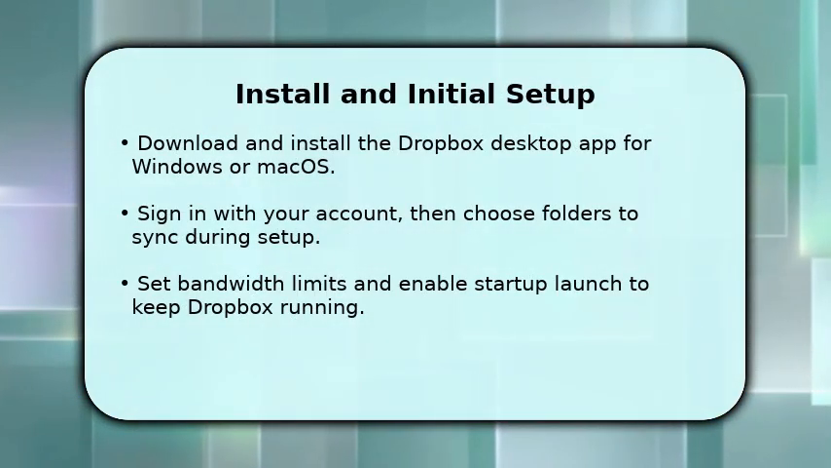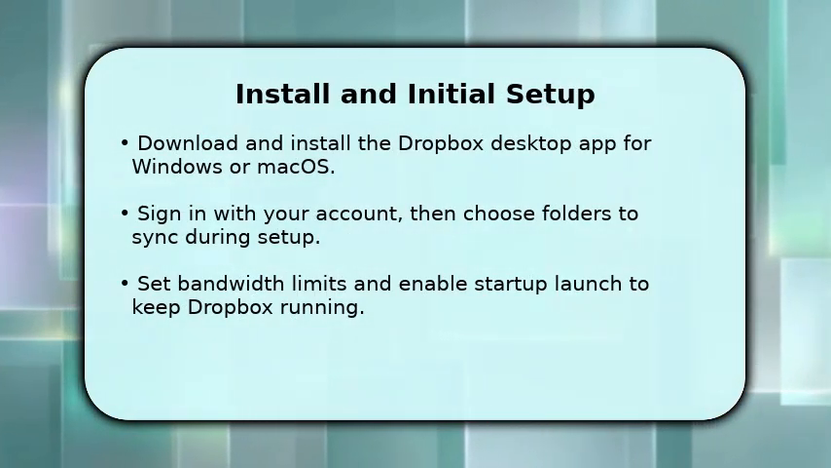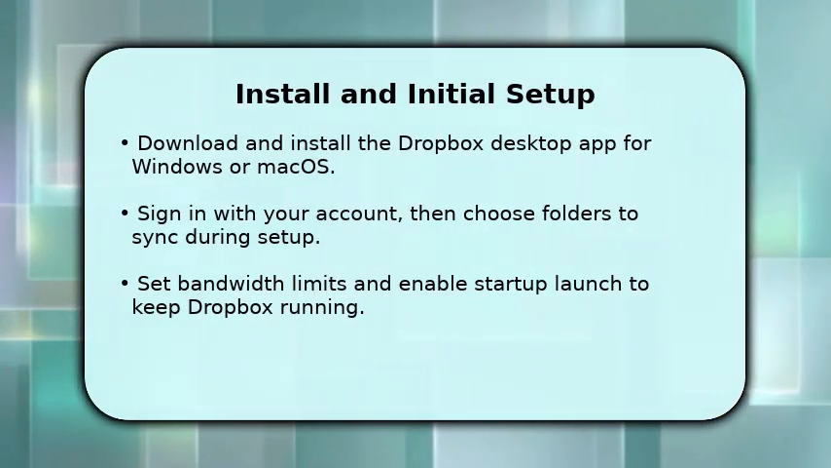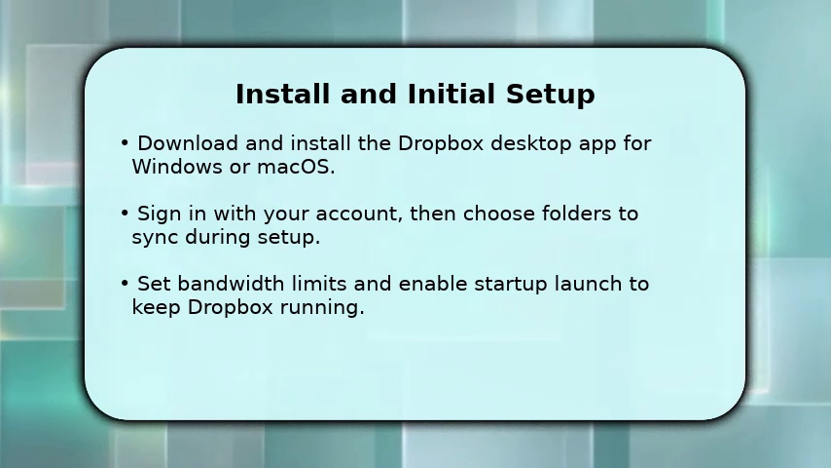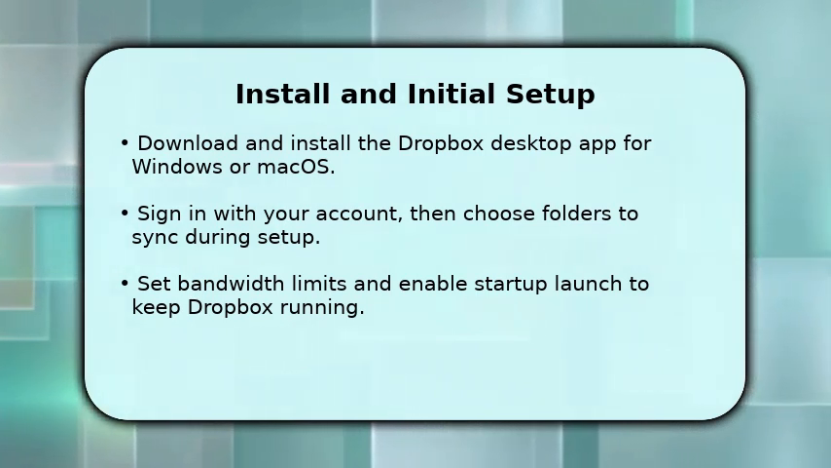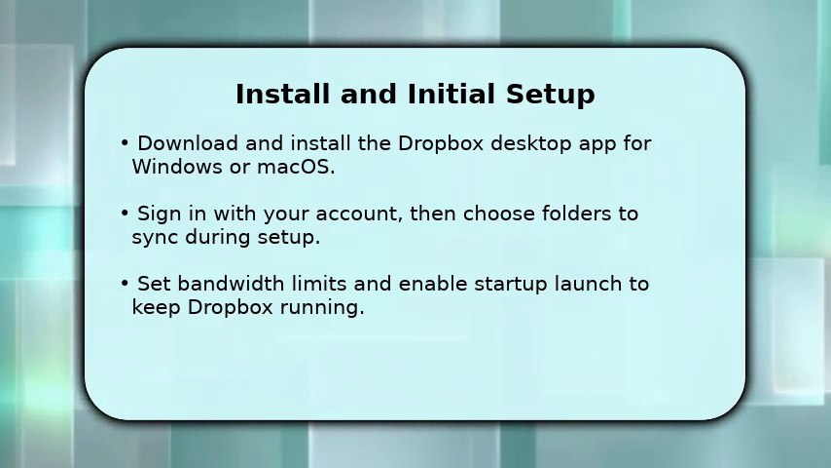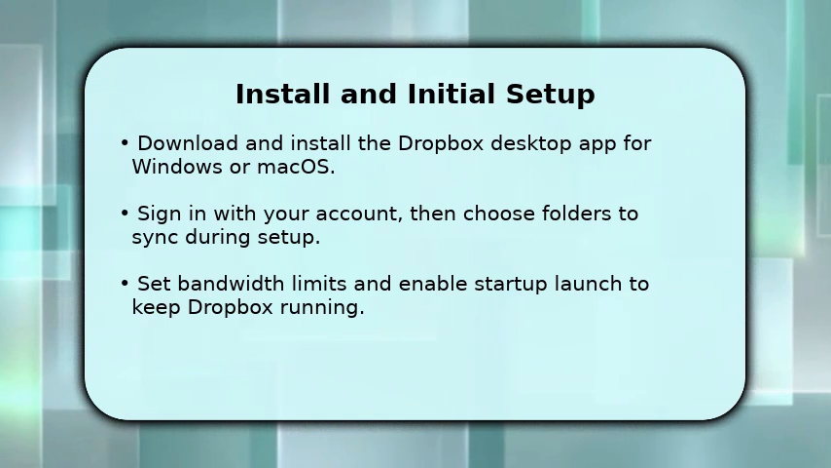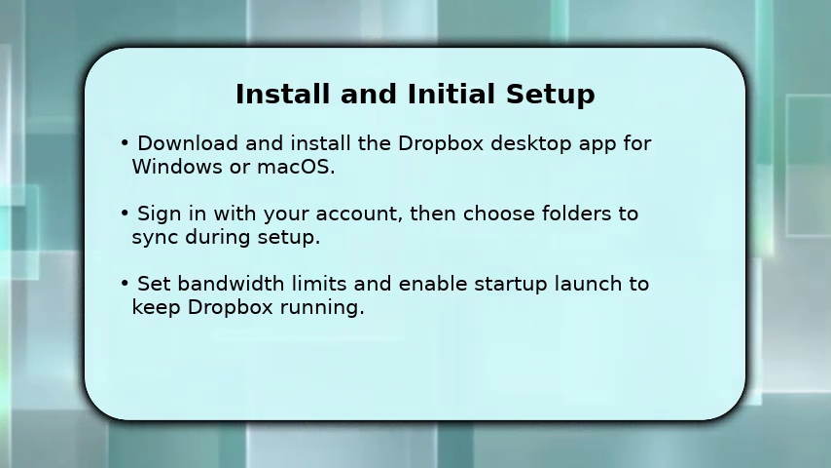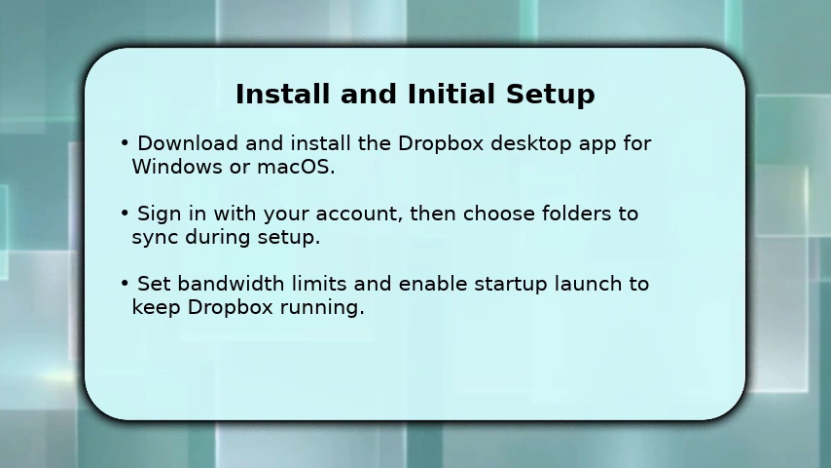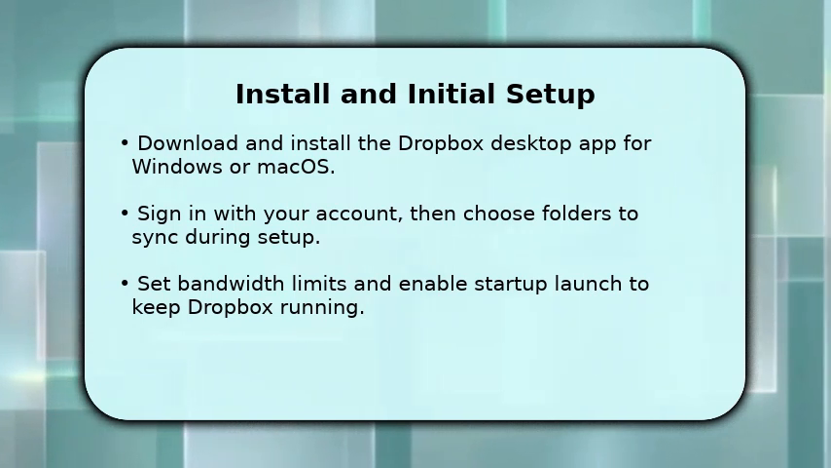Download and install the Dropbox desktop app for Windows or Mac OS from the official site, then run the installer and grant file system permissions when prompted. Sign in with your Dropbox account or create one, choose whether to use the default Dropbox folder or pick a custom path, and select folders to sync with Selective Sync. This decides which folders appear locally.